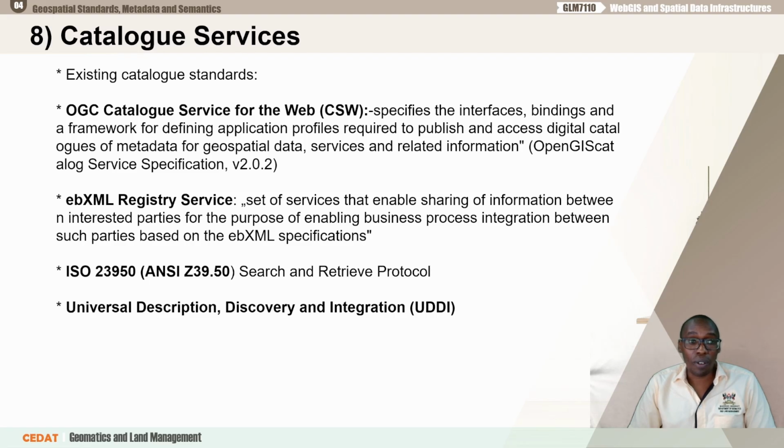We have another standard called the EBXML registry service, which enables us to share information between interested parties for purposes of enabling business process integration between parties based on the EBXML specifications. We have the ISO 23950, which is the search and retrieve protocol, and then we have the UDDI, which is the Universal Description Discovery and Integration Standard. So for you just to know, we have several standards for the catalog. So we don't just build catalogs just like that.